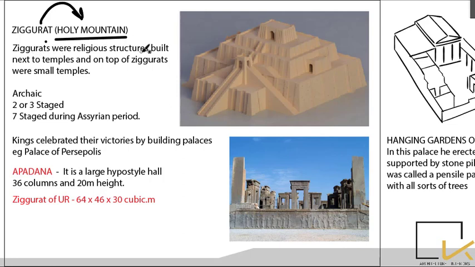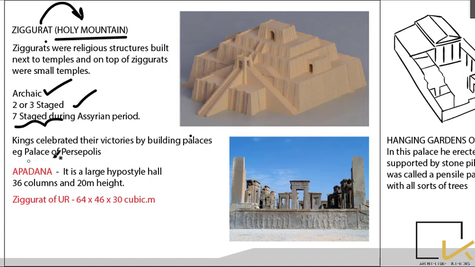Ziggurats were religious structures built next to temples, and on top of ziggurats were small temples. Ziggurats were mainly of three types: archaic, 2 or 3 staged, or 7 staged, which developed during the Assyrian period. After ziggurats, kings celebrated their victory by building palaces.